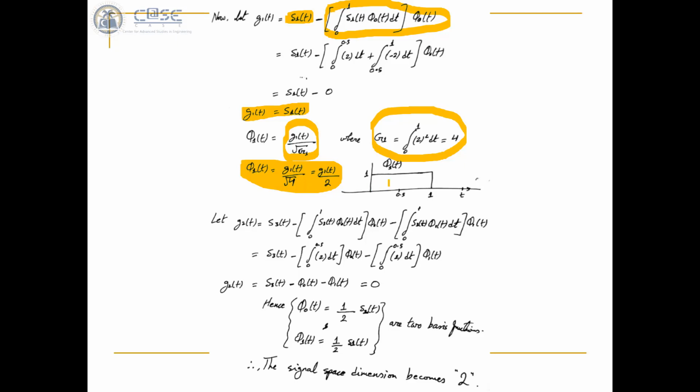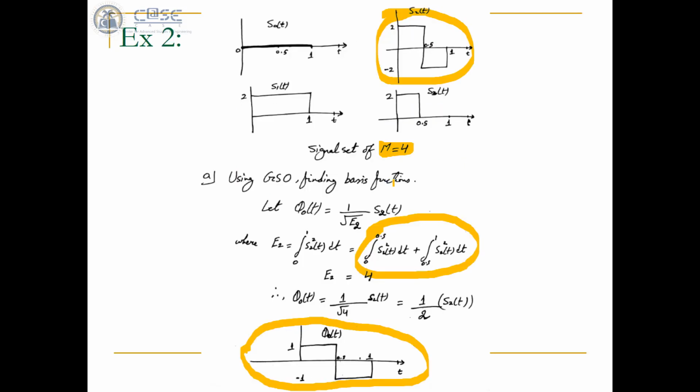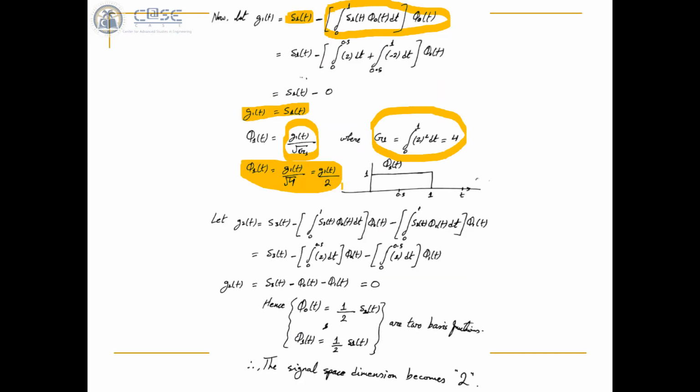Now let's go for the third step, since the rule states that we have to repeat until we have tested all the signals. We have tested this one in the first step, selected that one in the second step, and now we are left with this one in the third step. So in the third step, we are going to choose S3 of t here, and we are going to subtract the projections of S3 of t onto other basis functions that are previously calculated. That is the two basis functions phi naught of t and phi1 of t.